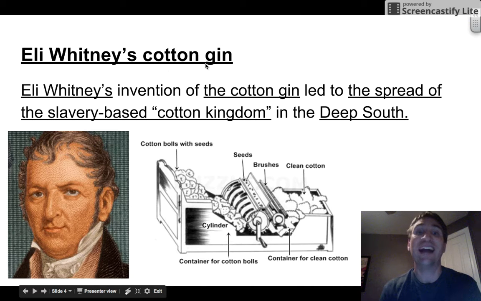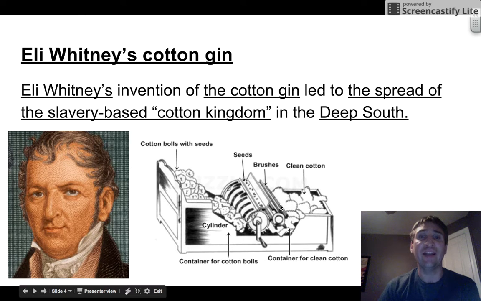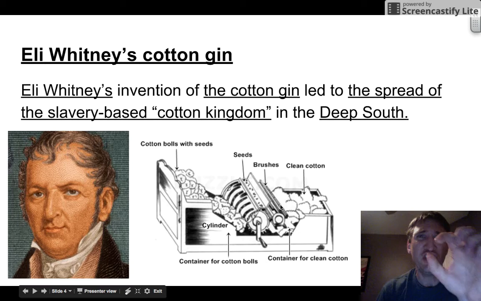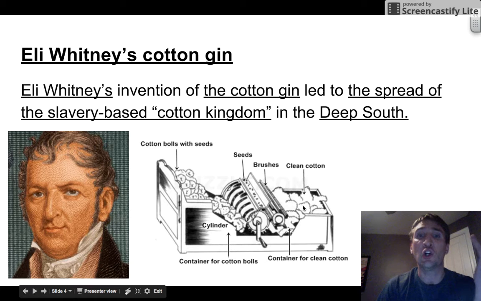Eli Whitney's cotton gin. Eli Whitney's invention of the cotton gin led to the spread of the slavery-based Cotton Kingdom in the Deep South. Here is Mr. Whitney, and here is his invention, where you feed the cotton plant into this machine, you crank the lever, and the seeds, which are very sharp, are separated from the clean cotton there. And the clean cotton is used to make clothing.